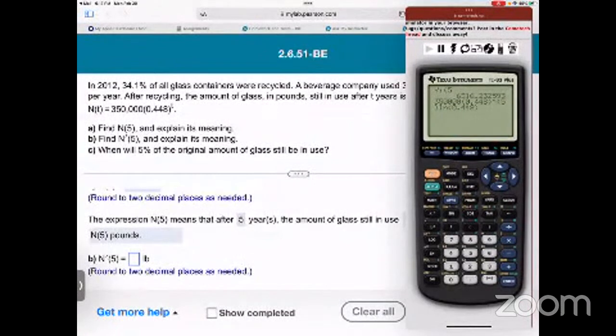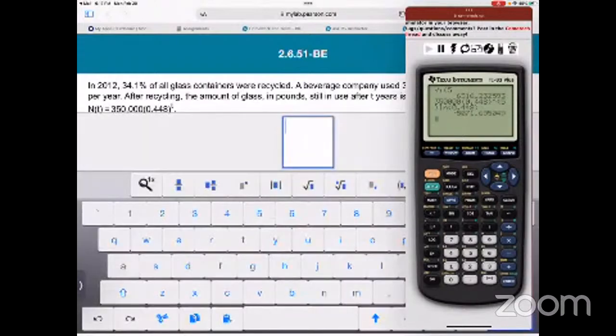Let's see. The rate of change, right? So this is going to be the rate of change after 5 years. This is how much less glass is going to be in use after 5 years, right? It's the rate of change, right? Round to 2 decimal places. Let's try that negative and let's see if it works. We want that to be gone. Okay. All right. Let me just do this one and I'll check on these guys.